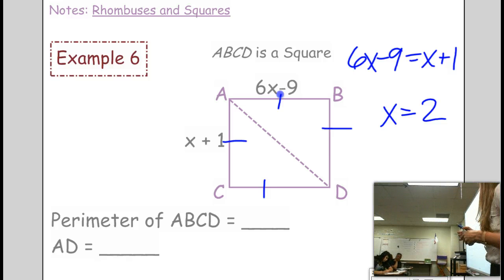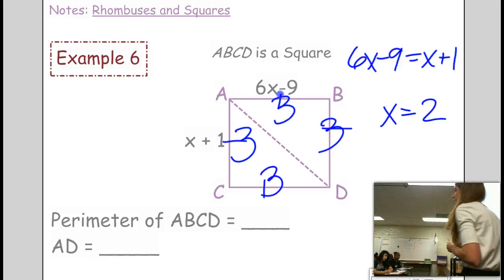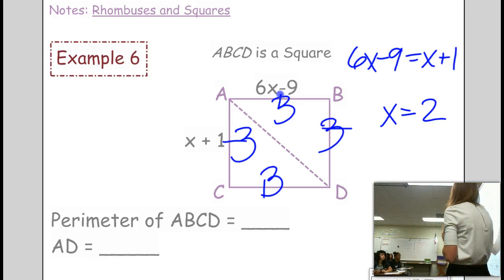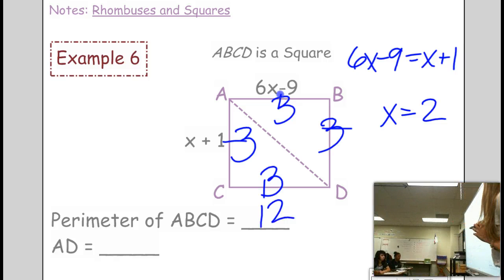Alea, how long is one side of that square if x is 2? 3. 3, 3, 3, 3, because it's a square and all sides are congruent. So, Catherine, the perimeter is? 12. Awesome.